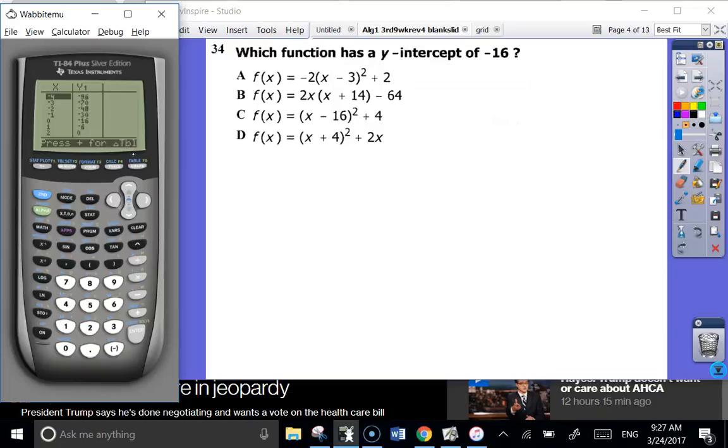So when you want to find the y-intercept, look for where x equals 0. If you want to find the x-intercept, look for where y equals 0.